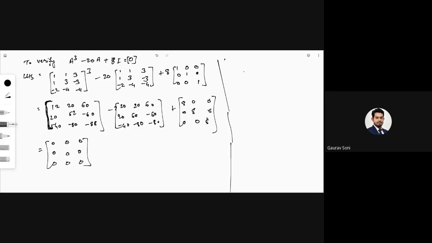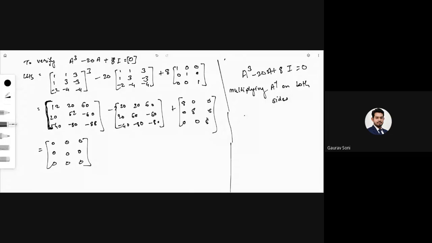So what do we have? A cube minus 20A plus 8I is equal to 0. How can we find out A inverse? Anyone? Sir, multiply both sides by A inverse, pre-multiply. Yes, pre-multiply A inverse on both sides. So multiplying A inverse on both sides.